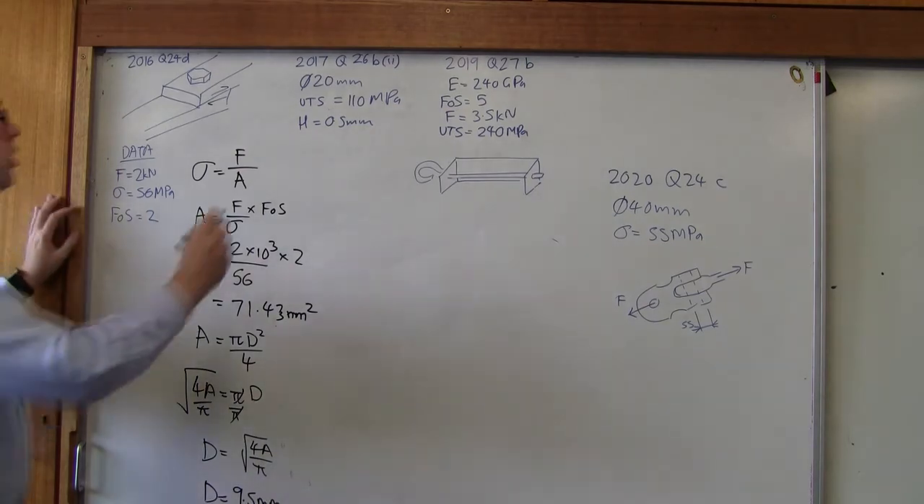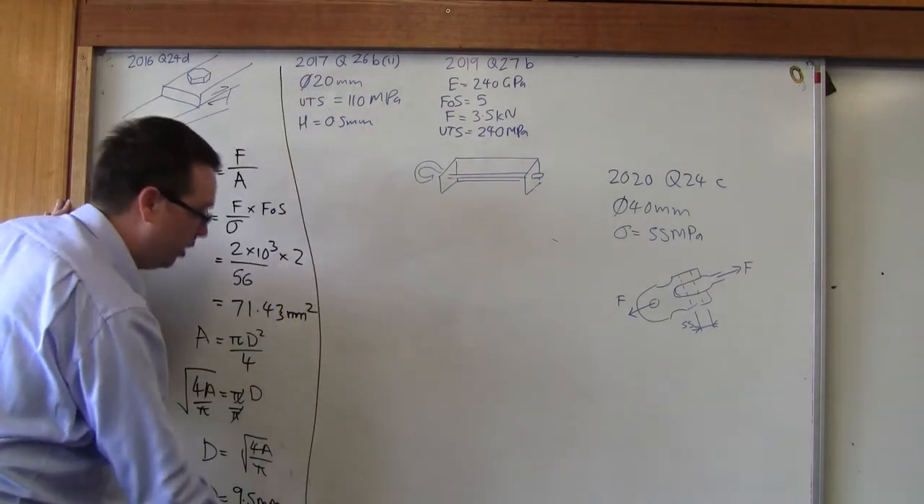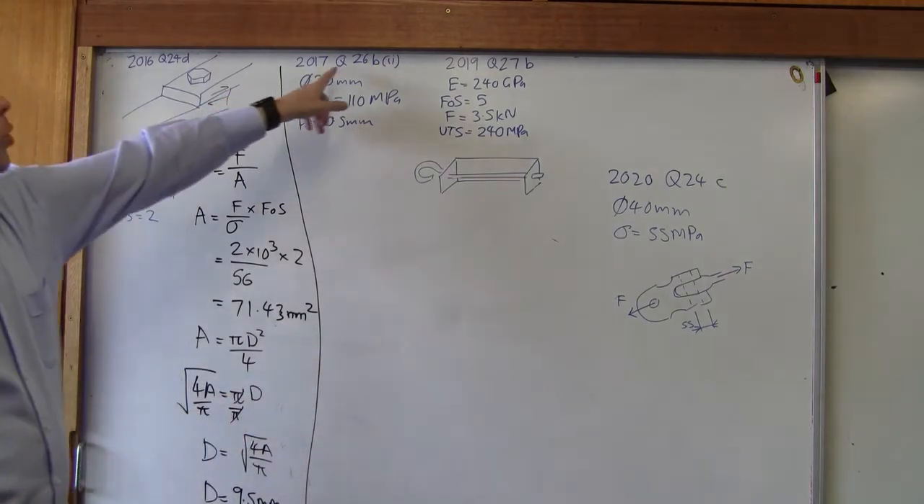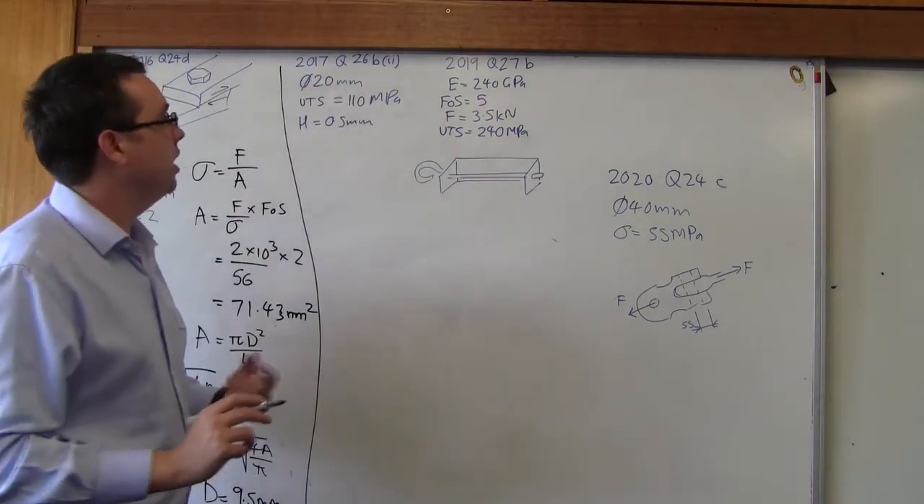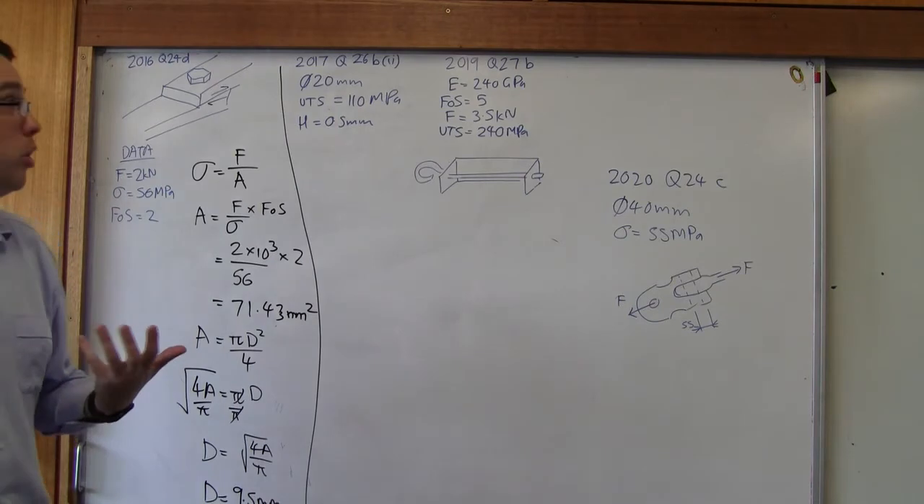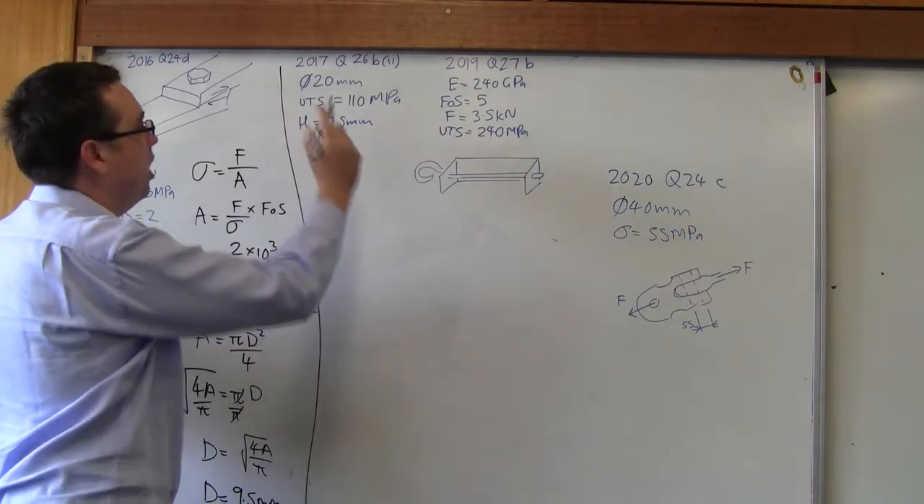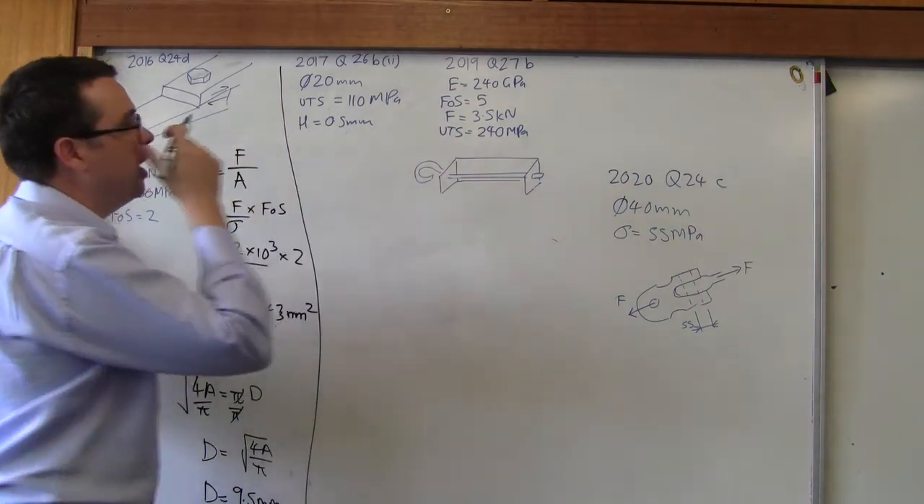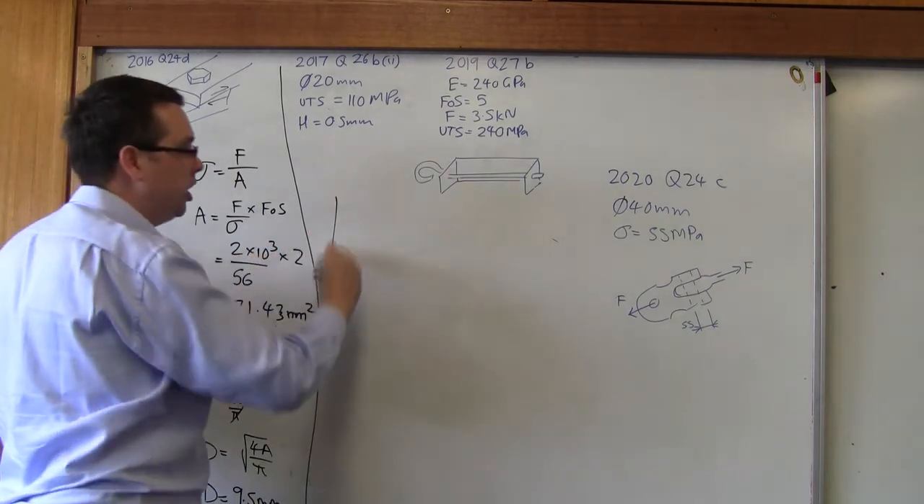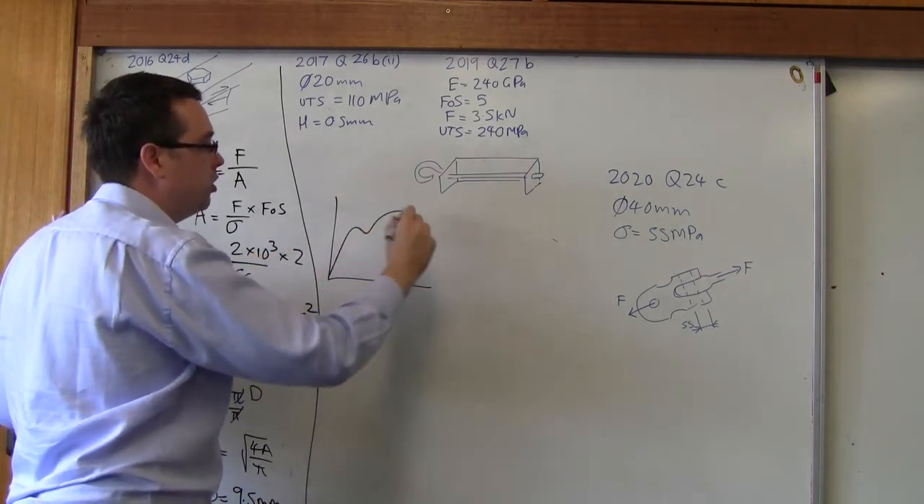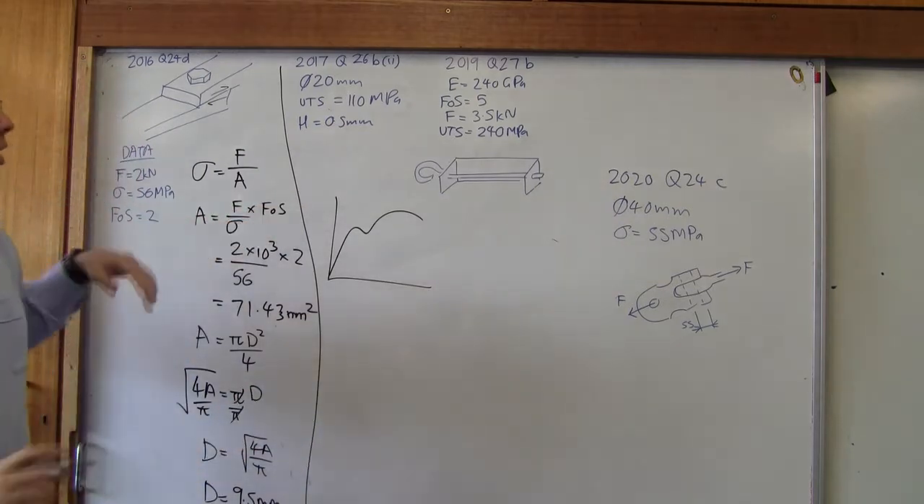Okay, so the next question is our 2017 question. This is question 26b2, and I've taken the information. This one was just written as words, there was no picture here. So they told us that the diameter is 20, the UTS. Now it's important to remember that when it comes to shear, we'd have a shear strain, so a stress strain diagram.